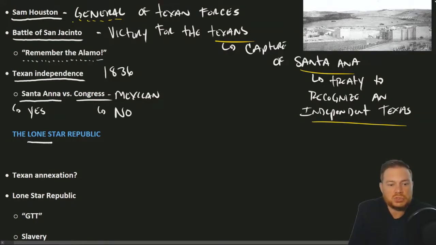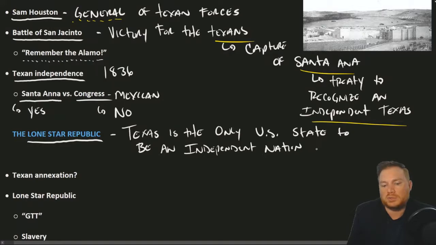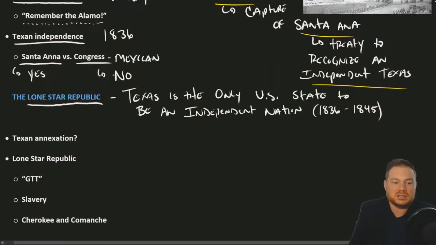So Texas becomes a Lone Star Republic. It's very interesting to note that Texas, sort of just a fun fact, is the only U.S. state to be an independent nation, from 1836 to about 1845. Texas is its own country, hence the nickname Lone Star, right? Because Texas was all by itself, essentially.